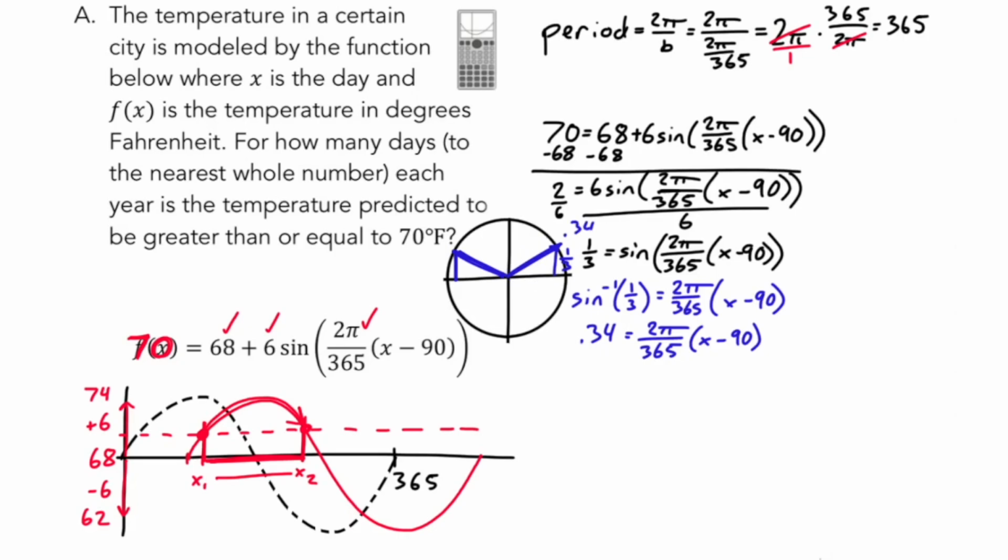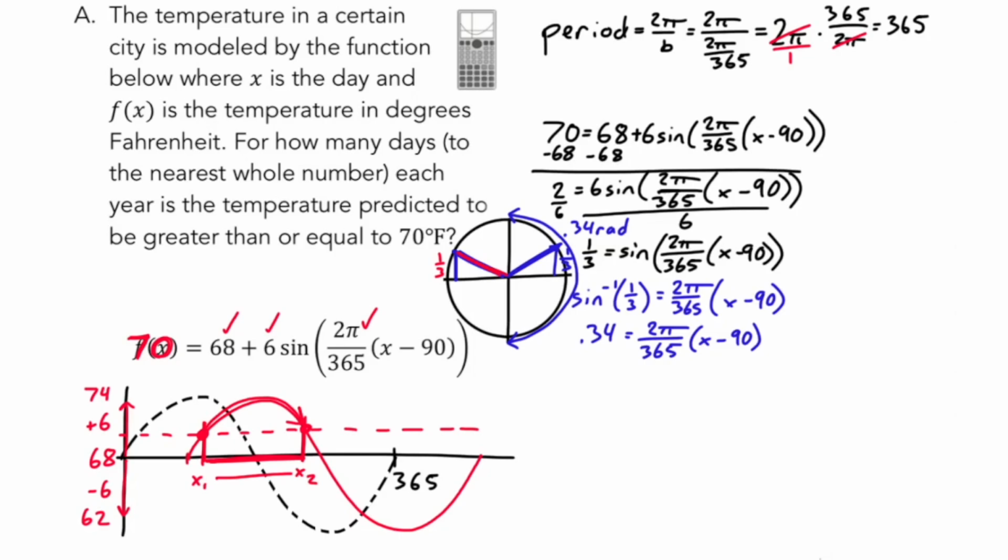This is 0.34 radians. It only gave us that one angle because that's the only one in the arc sine range. Remember, inverse sine will only give you answers between positive pi over 2 and negative pi over 2, and that's what it did. But we know there's this other angle that has the same sine value of 1/3. It's not in the arc sine range, but we still need to know about it for this problem.